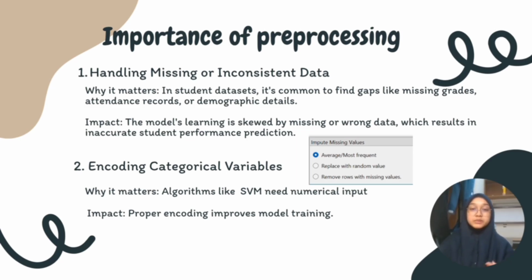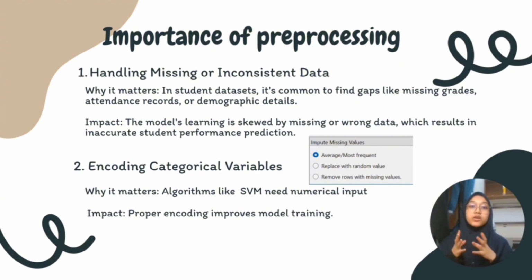In this section, I will explain the importance of preprocessing when building a machine learning model, especially in the context of our student grading system dataset. So the first one is handling missing or inconsistent data. Datasets often contain missing values, such as absent grades or incomplete attendance records. Ignoring these can lead to poor model performance. Handling them properly, either by filling missing values or removing affected rows, helps the model learn more accurately.